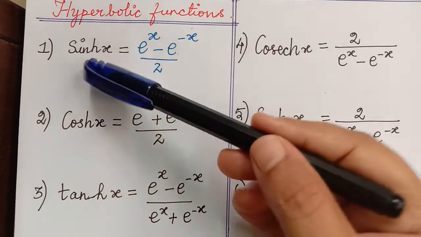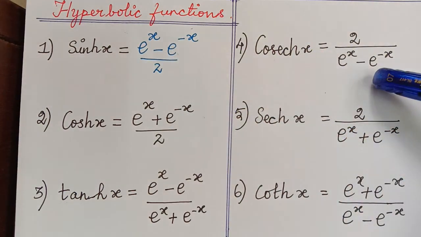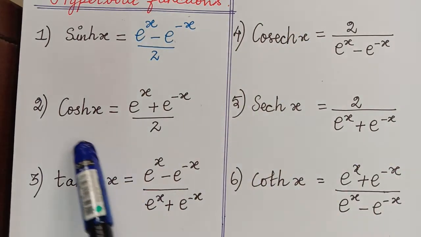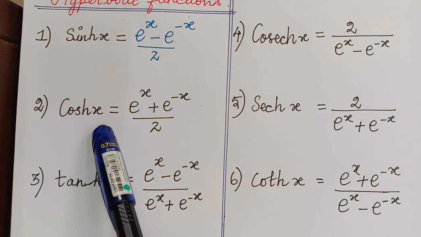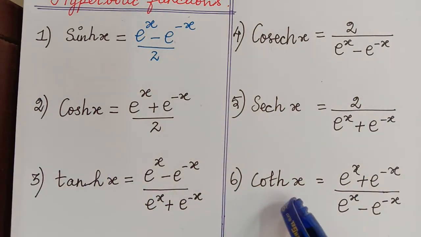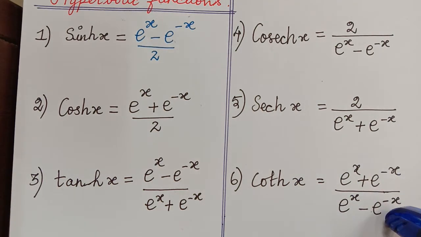And cosecant hyperbolic is the reciprocal of sinh, so it will be 2 by e power x minus e power negative x. And then secant hyperbolic is the reciprocal of cosh. Sech x is equal to 1 by cosh x, and we can easily evaluate it also. And coth x is the reciprocal of tanh x, and you can find that also.